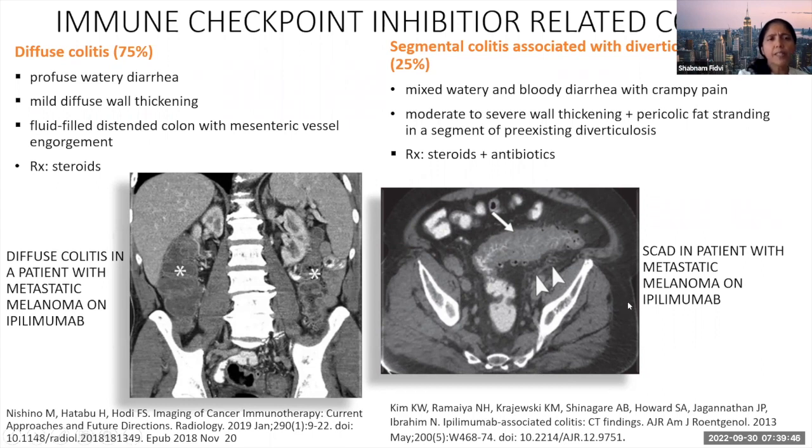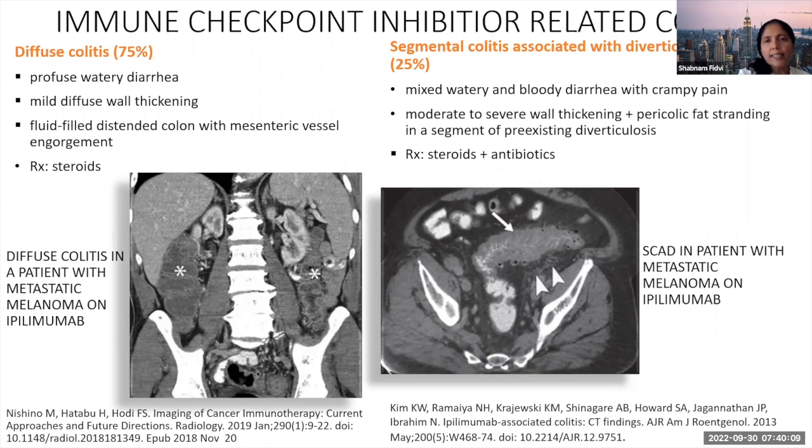So these are different clinical manifestations and CT presentations. Patients with diffuse colitis present with profuse watery diarrhea. On CT, you can see mild diffuse colonic wall thickening with fluid-filled distended colon and mesenteric vascular engorgement. And these patients are typically treated with steroids.